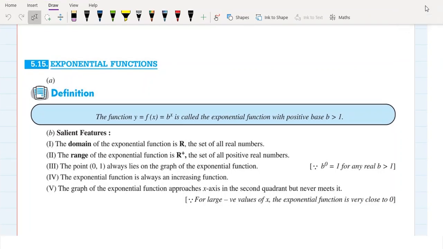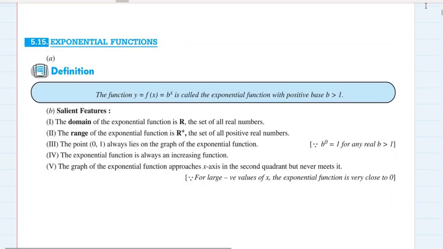Welcome to the next part of maths chapter differentiation. So this part is on exponential and logarithmic functions differentiation. So first, what is exponential function?